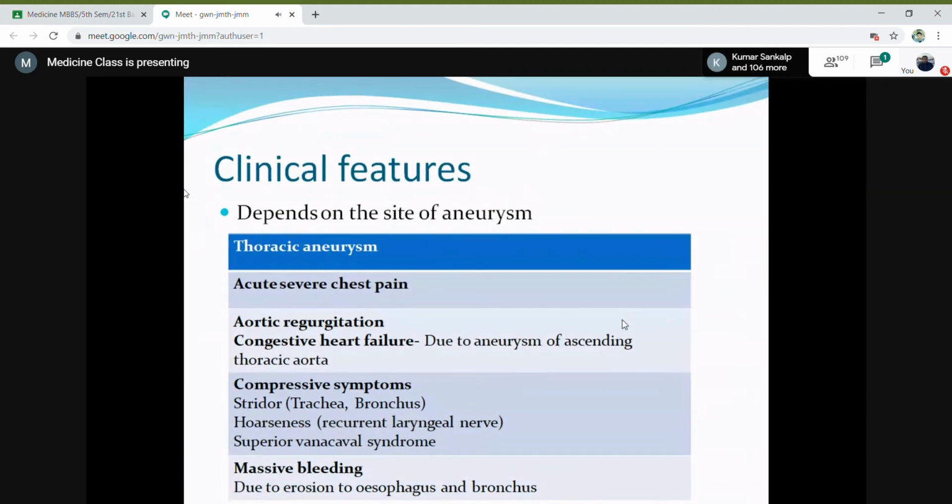And there can be compressive symptoms as well. If there is compression of the trachea and the bronchus, the patient may present with stridor. If there is hoarseness, then we have to suspect compression of the recurrent laryngeal nerve. Sometimes, because of mass effect, there can be superior vena cava syndrome, where the patient presents with dilated veins and swelling just above the neck region. And if there is erosion of the esophagus and the bronchus, the patient may also present with massive pain. So the clinical presentation may be very diverse.